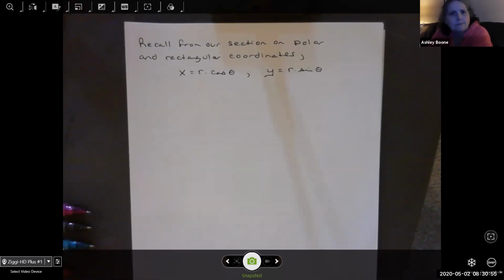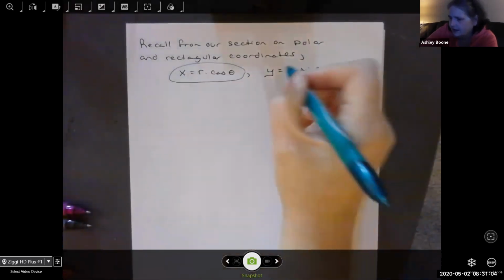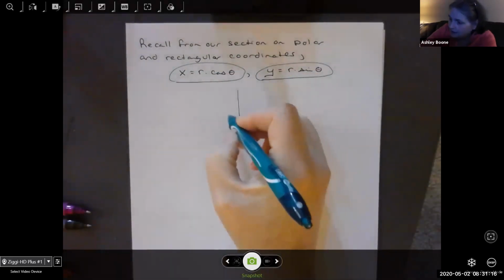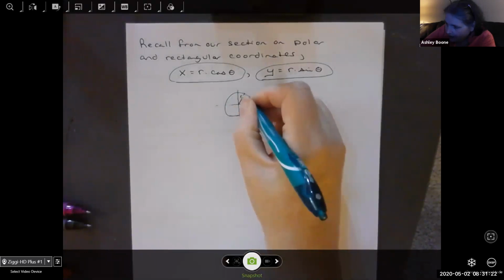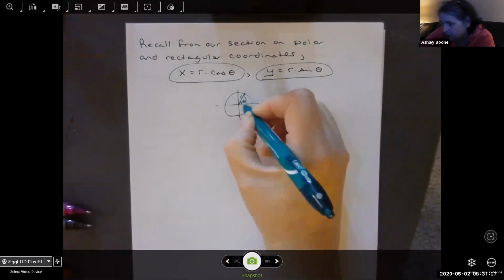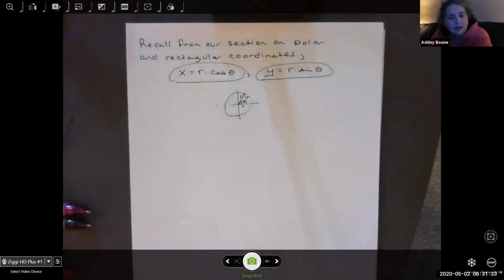Remember when we recently did polar and rectangular coordinates, we used quite a bit these two equations. x is equal to r times cosine theta, y is equal to r times sine theta, where r is the radius and theta is the central angle, right? So if you had any circle centered around the origin and you thought about any point, here's your radius, here's your angle theta, you could get your x value by r cosine theta, you could get your y value by r sine theta. So those two things always held true.